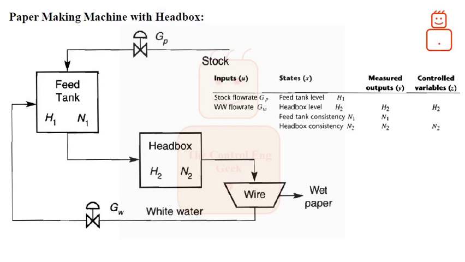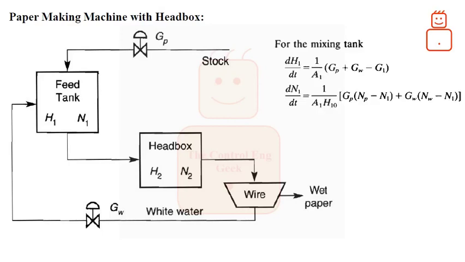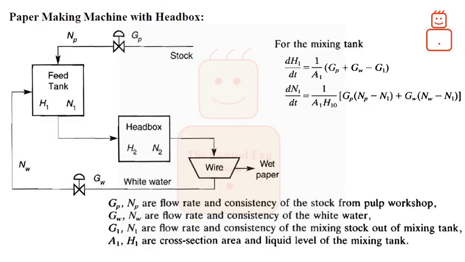Now, as I've defined the control-related variables, we can derive the related differential governing equations. For the mixing tank, we could use the mass balance law. This gives the following relations. The involved new variables are: NP is the consistency of the stock from pulp workshop, NW is the consistency of the white water, G1 is the flow rate of the mixing stock out of mixing tank, and finally, A1 is the cross-sectional area of the mixing tank.